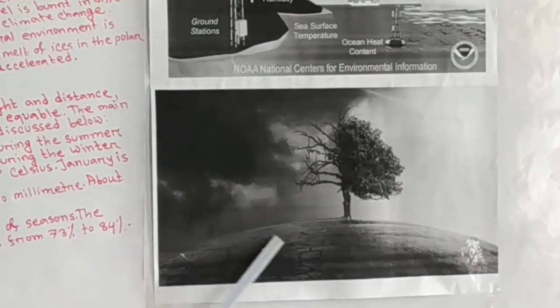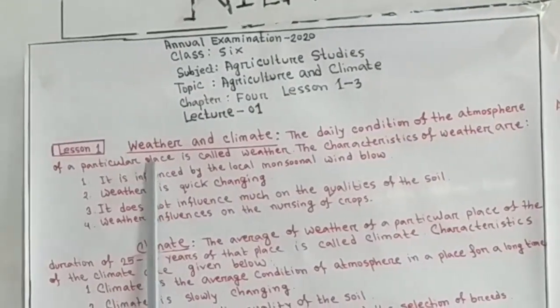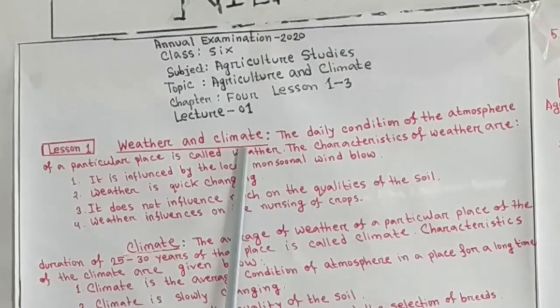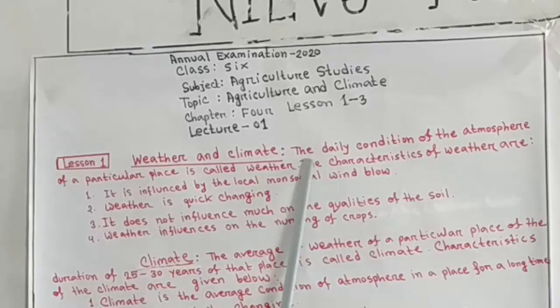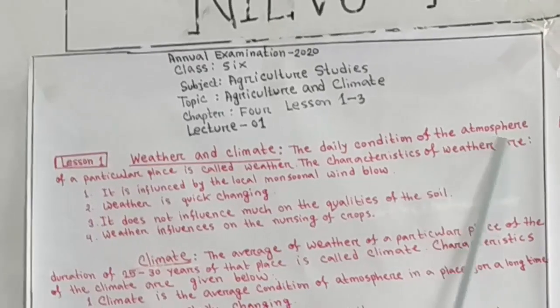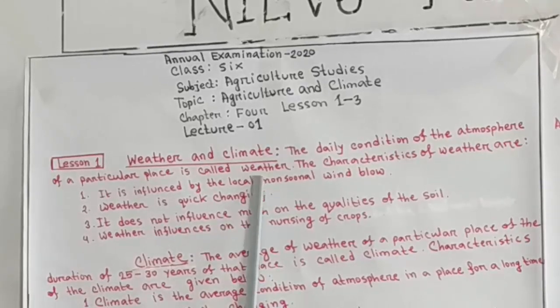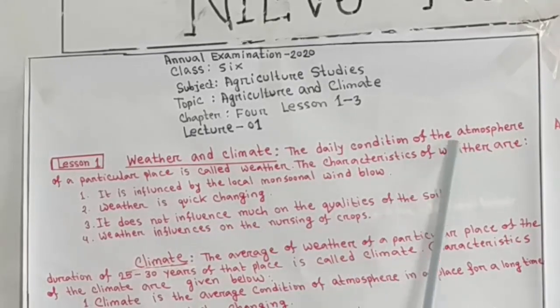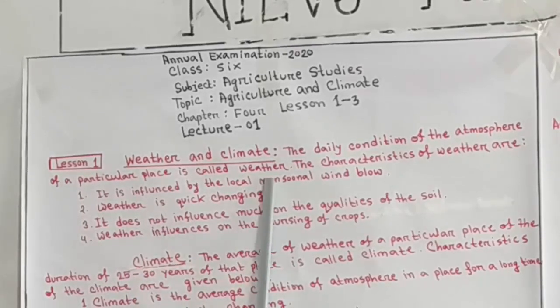So now let's go to our discussion from lesson 1. In lesson 1, weather and climate are discussed. First of all, what is weather? The daily condition of the atmosphere of a particular place is called weather. Again, the daily condition of the atmosphere of a particular place is called weather.